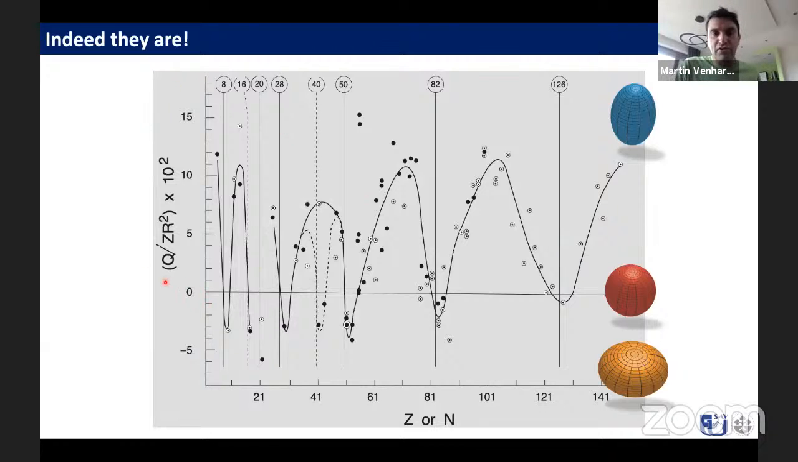So this is the quadrupole moment in some strange units. And you see the spherical nucleus should have it 0. And there are nuclei around the 0, and these are those that have the magic numbers inside. As soon as you go between the magic numbers, you strongly deviate from the spherical shape. So you have either prolate shape or oblate shape of the nucleus.